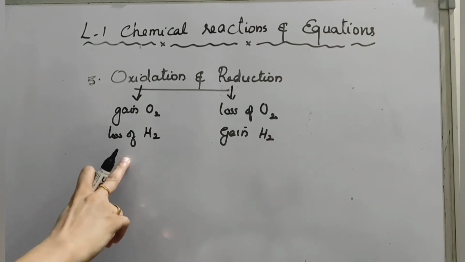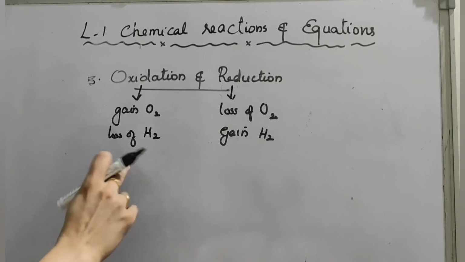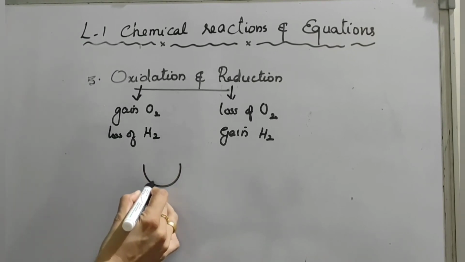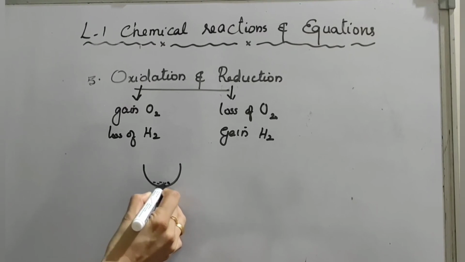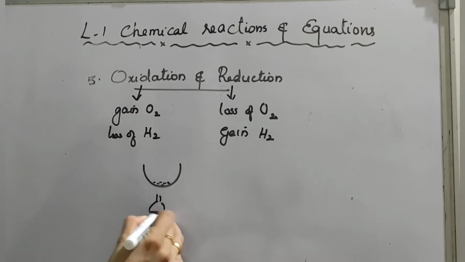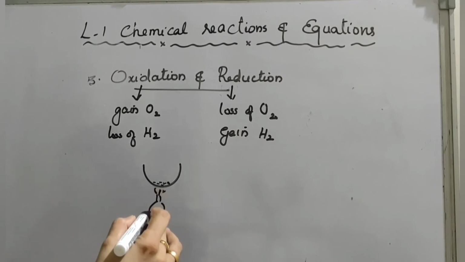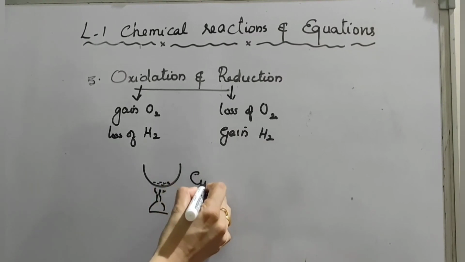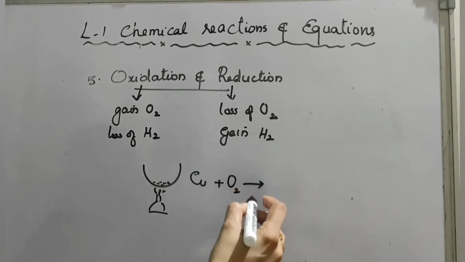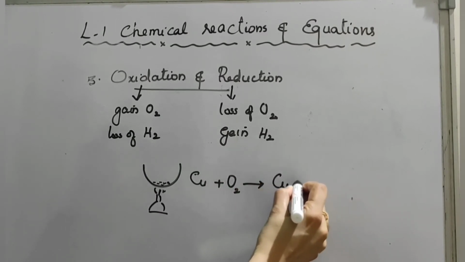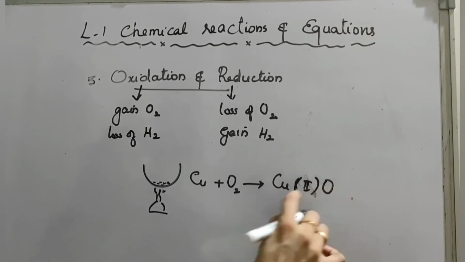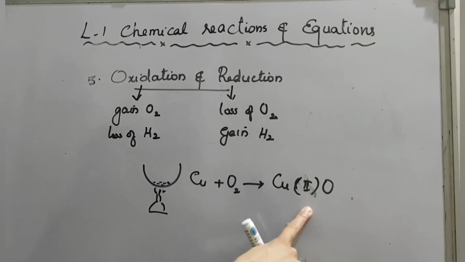Here also let us perform a very simple activity. Take a china dish and add some copper powder. We can see the copper powder in crystal form, and what is the color of copper? Brown color, and you have to heat it. What happens? This copper, heating means what? It reacts with oxygen to form copper oxide. The ionic state is 2, so it is cupric oxide.